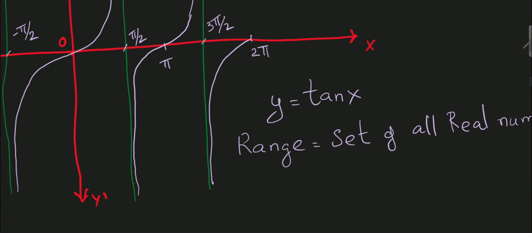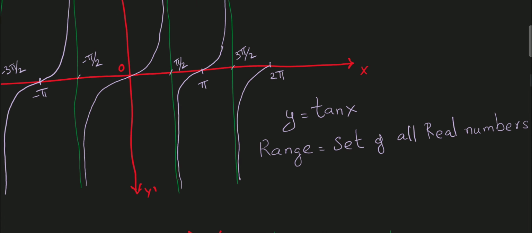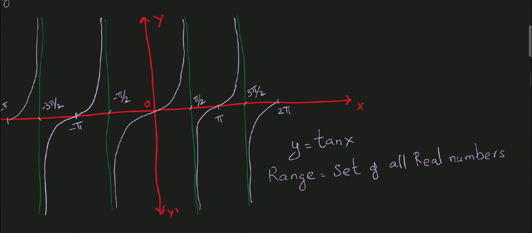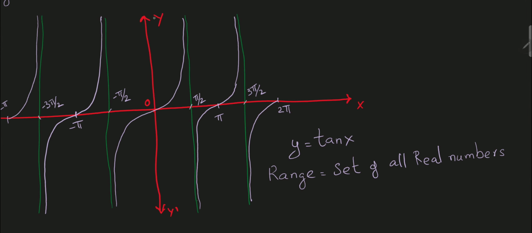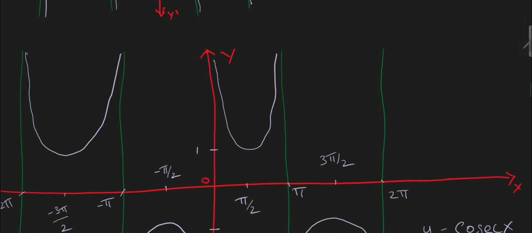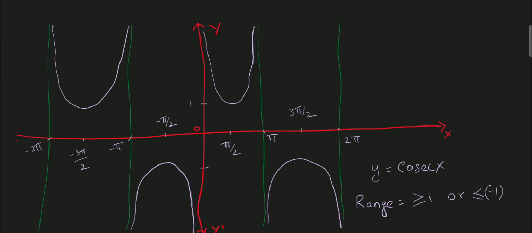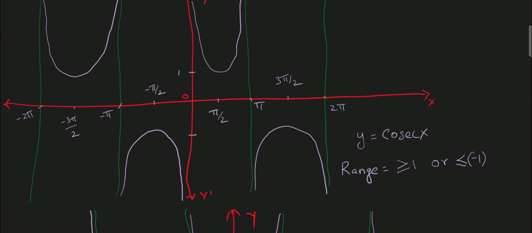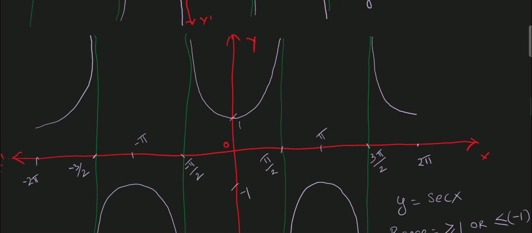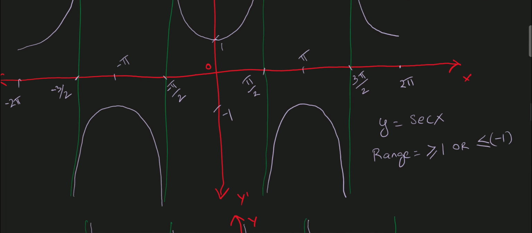Whereas if y is equal to tan x, the range is going to be the set of all real numbers, because it goes in both the directions of positive y and negative y, all the way up to infinity. For cosecant x, it's going to be greater than or equal to 1 or less than or equal to -1. The same for secant x, greater than or equal to 1 or less than or equal to -1.